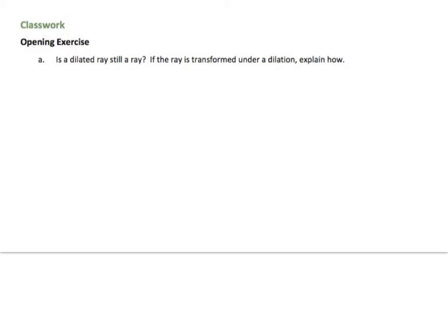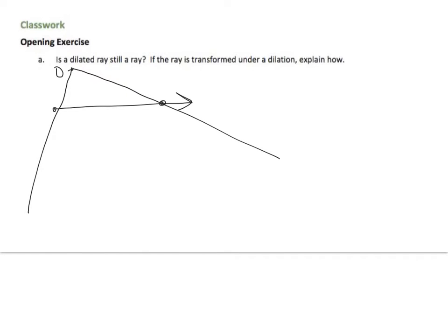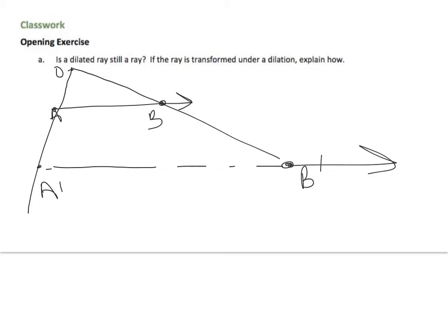Opening exercise: is a dilated ray still a ray? If the ray is transformed under a dilation, explain how. If I have a center O and I dilate it, so this would be like ray AB. I dilate it. I'm just trying to follow my line across to make sure it's parallel. Okay, it's still a ray. It's a dilated ray, but yeah, it's still a ray.